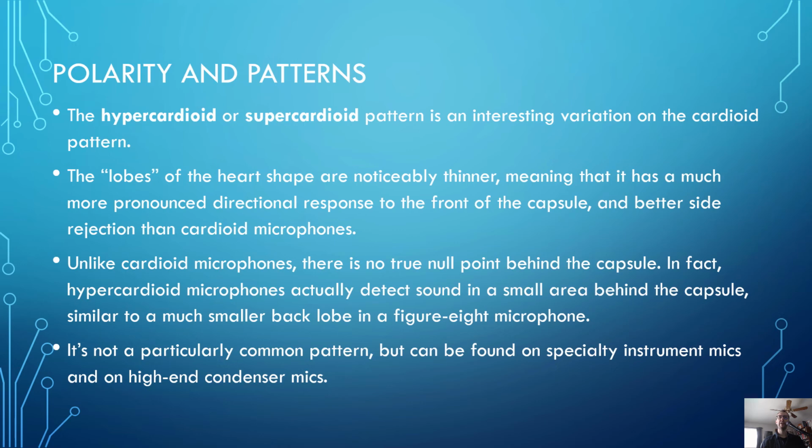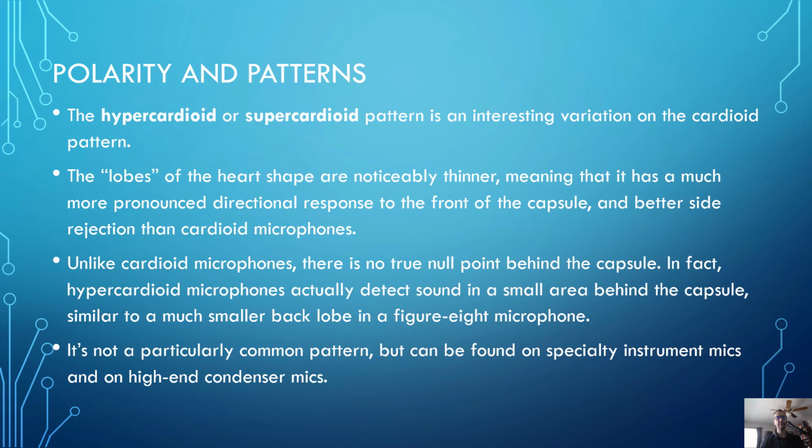Finally, we get the hypercardioid or supercardioid pattern. Same thing, different names. It's a variation on the cardioid pattern, but the lobe of the heart shape is noticeably thinner, meaning it has a much more pronounced directional response to the front of the capsule and better side rejection than cardioids. Unlike cardioids, there is no true null point behind the capsule. In fact, hypercardioid mics actually will detect sound in a small area behind the capsule, similar to a figure 8 mic, but with a much smaller pickup area.